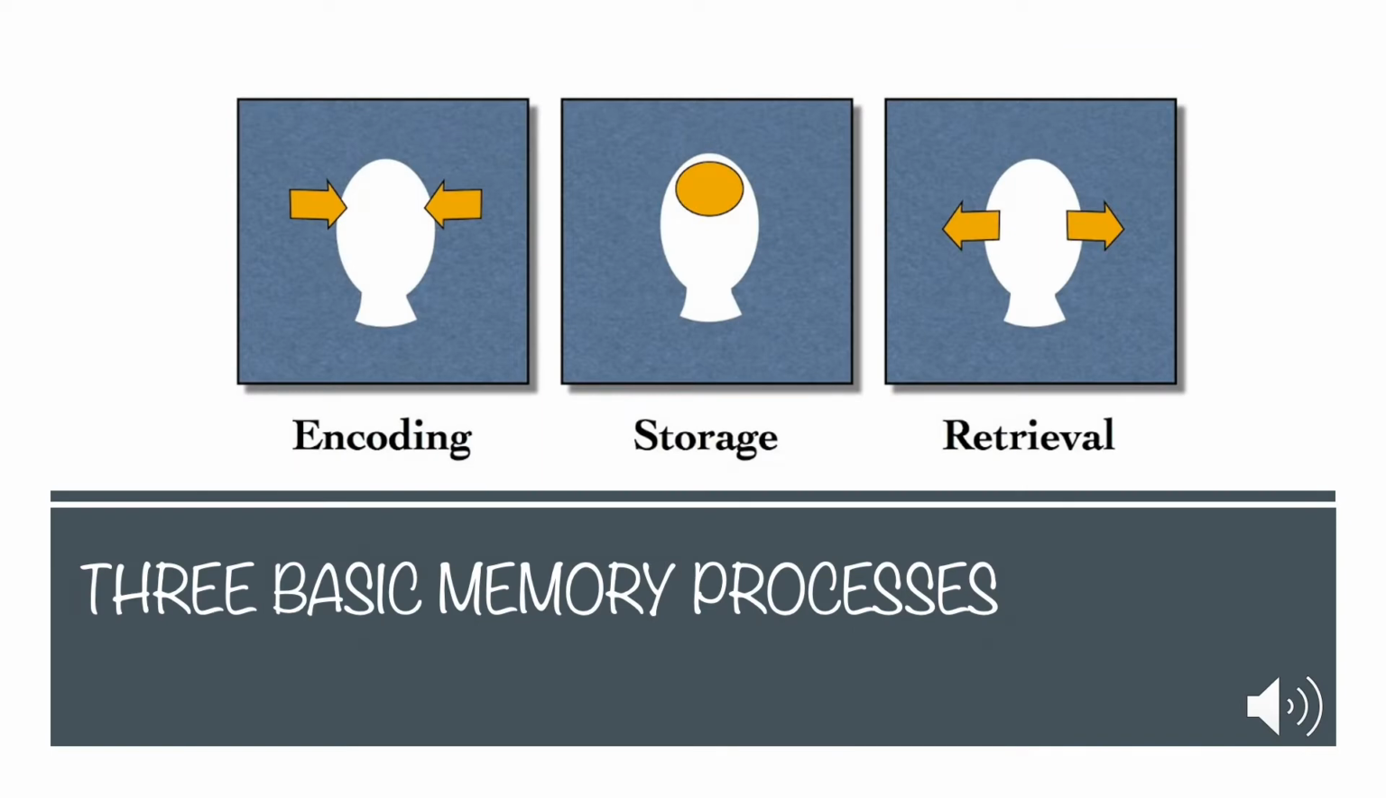Okay, so there are 3 basic memory processes that every memory we make has to go through. The first is called encoding, the second is called storage, and the third is called retrieval. So the diagrams here show you what they are, but we're going to talk about each of them in detail next.